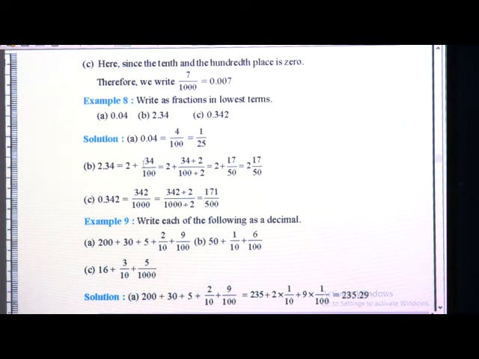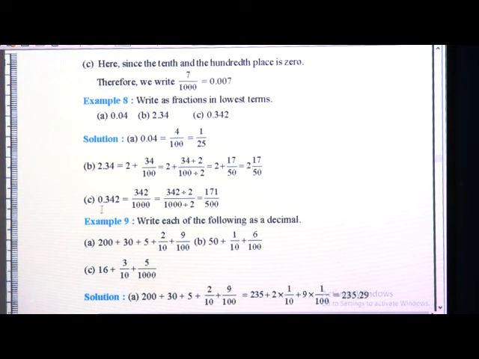So, we can directly write 34 by 100. Now we have to convert this into lowest form. 34 and 100 are even numbers, so we can divide by 2. We get 2 17s are 34 and 2 50s are 100. So, 17 by 50, and we got the fraction form, that is 2 17 by 50.